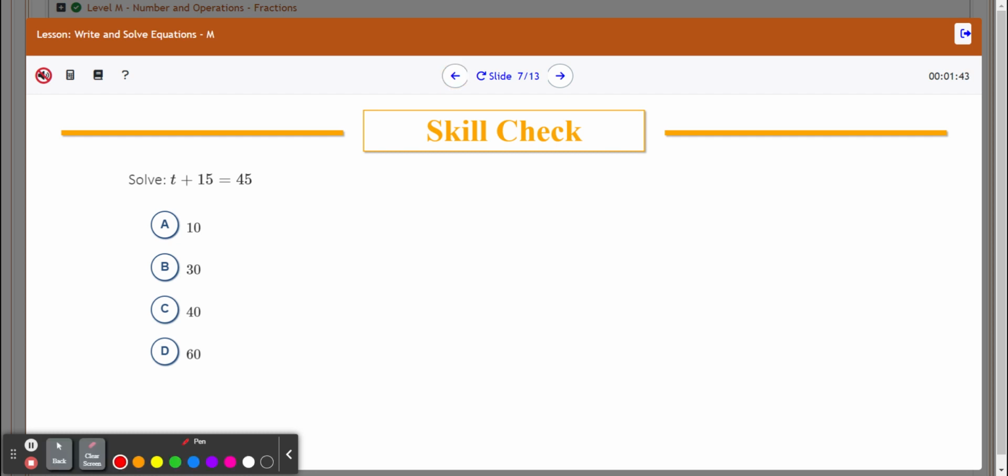It's telling me that t plus 15 equals 45. Now remember, the rule is whatever you do to one side of an equation, you can do that to the other side. So whatever you do on the left side, you can do the same thing on the right side and vice versa. So looking here, t plus 15 equals 45. We want to isolate t because we want to solve what t is. So what we need to do is get t by itself on the left side or right side. It doesn't matter, but I need to get t by itself.